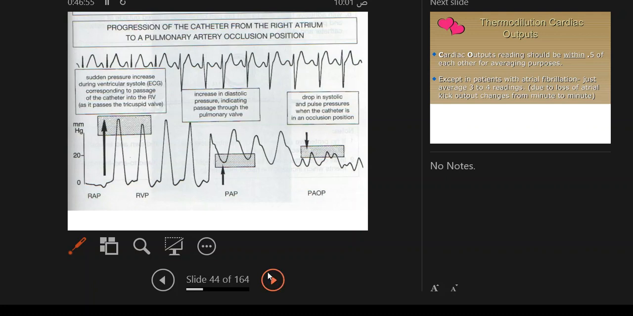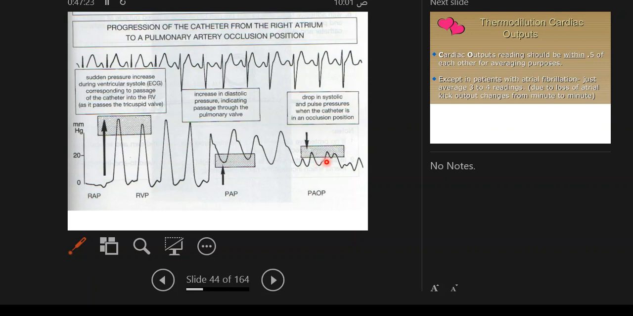Here is a patient where we've done a progression of the catheter from the right atrium to a pulmonary artery occlusion position. So this is the right atrium. The balloon went into the right ventricle. I got a right ventricular pressure. It went to the pulmonary artery. I got pulmonary artery pressure. I inflated the balloon. I closed the pulmonary artery, so I get a wedge pressure. All right?